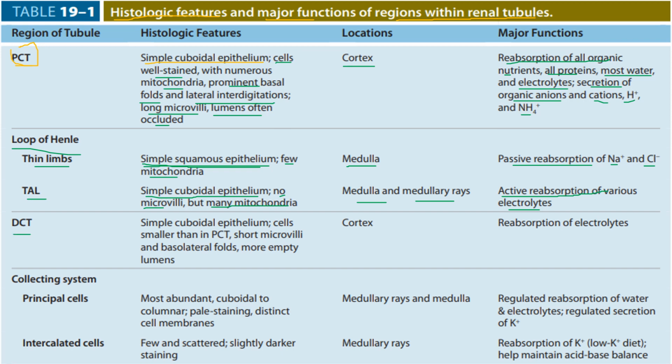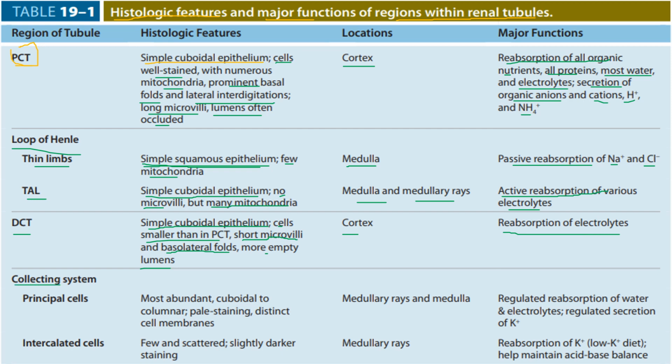Distal convoluted tubules. They have simple cuboidal epithelium, cells smaller than the PCT, short microvilli, and basolateral folds. As compared to the PCT, the DCT has a greater, more empty lumen. It is also present in the cortex and works in reabsorption of the electrolytes.